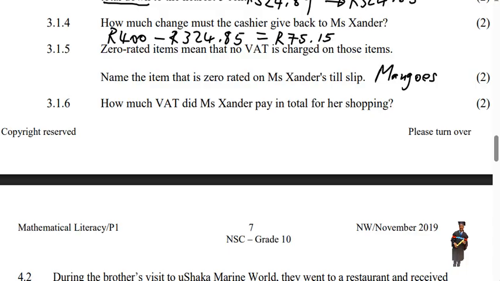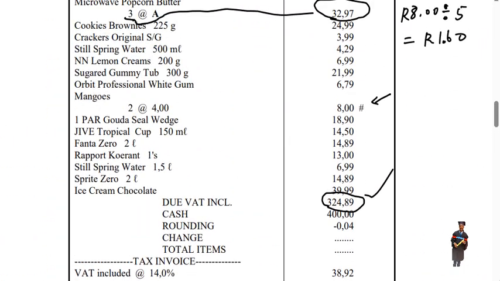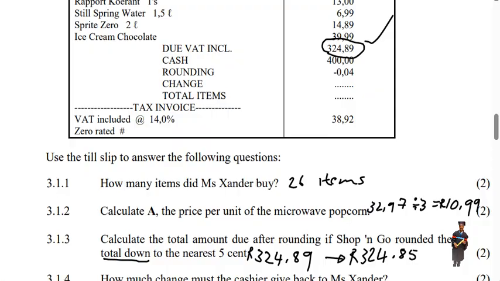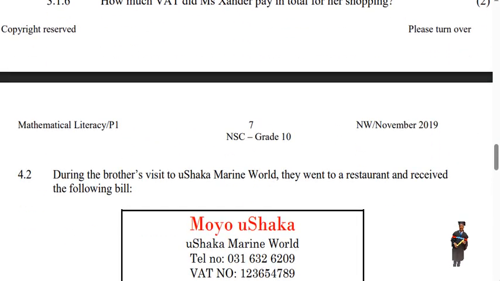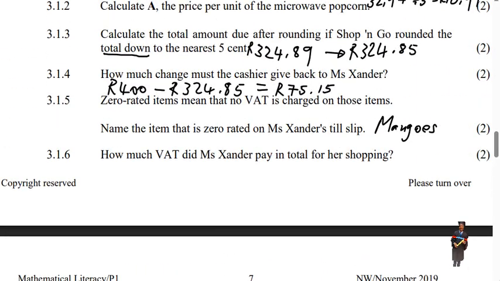Okay, and then how much VAT did Miss Shanda pay in total for her shopping? Okay, is it included? Yes, it's included. Here is the money that she paid, VAT included. You were lucky because sometimes they want you to do calculations. Okay, it's 38.92. So this is the amount.